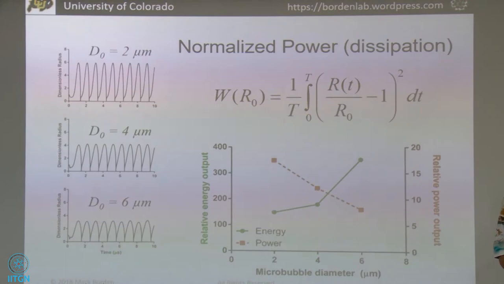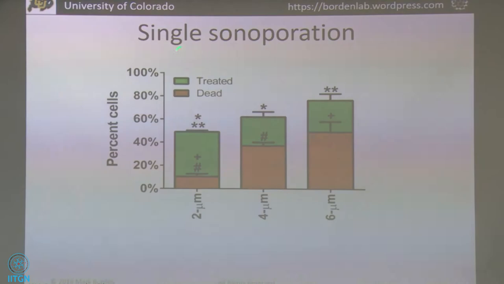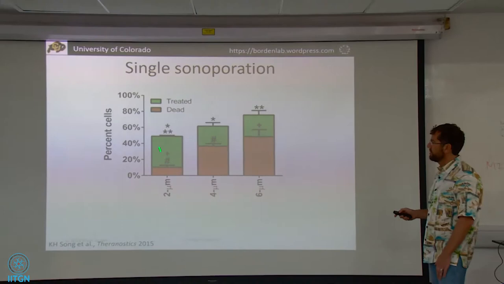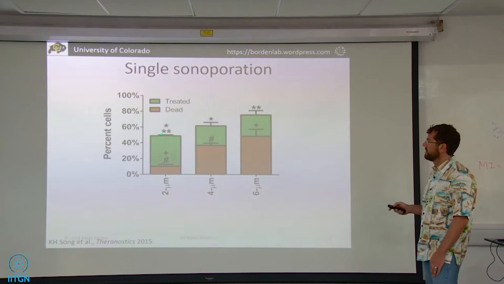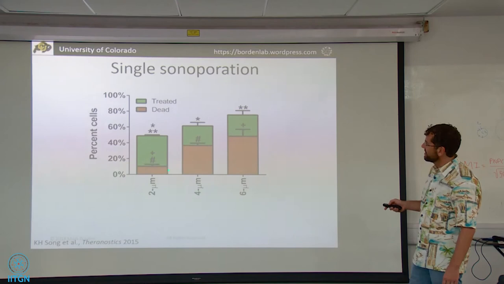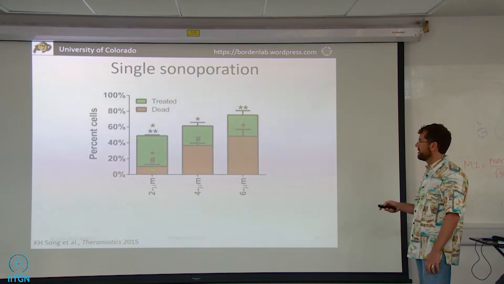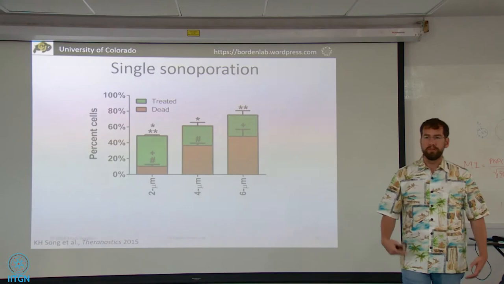So you have a single sonication operation. This is the number dead, this is the number treated. The 2 micron bubbles don't do so great. They do pretty well, I guess. They do really great. You treat a lot of cells, and you get some dead, but mainly most of them are treated. With the 4 microns and 6 microns, you're increasing the number of dead cells, but you're not really increasing the number of treated cells, right? So you get the best effect here.